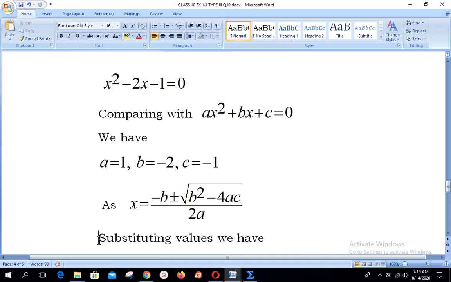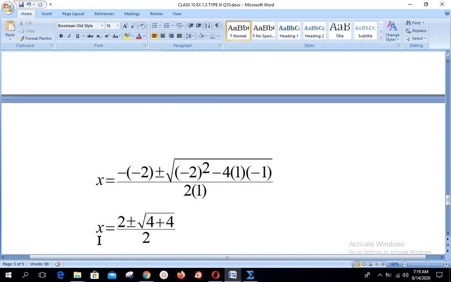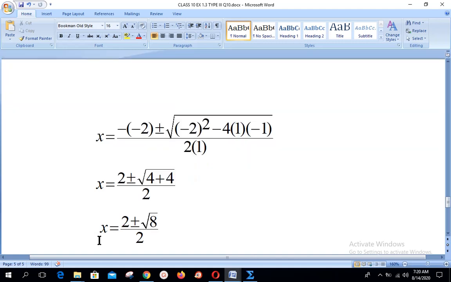By substituting the values, we have x is equal to minus into minus 2 plus minus inside the root minus 2 whole square minus 4 into 1 into minus 1, whole divided by 2 into 1. Making simplification, we get x is equal to 2 plus minus inside the root 4 plus 4, whole divided by 2. In the next step, inside the root 4 plus 4 will make it 8. So we have x is equal to 2 plus minus root 8 whole over 2.